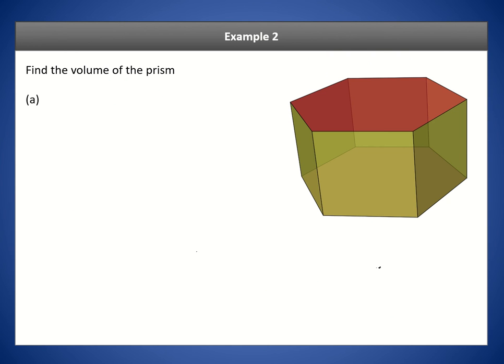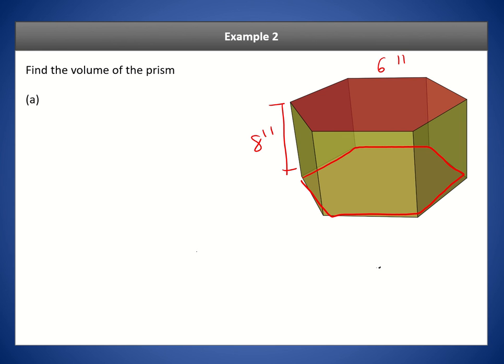All right, so let's find the volume of the following prism. Notice that the base here is a hexagon. So this is a hexagonal prism. So let's go ahead and find the area of this hexagon. They have to give us one of the dimensions. In here, the dimension of one of the sides is 6 inches, and it did not give us the height. So let's go ahead and provide the height here. The height should be 8 inches.